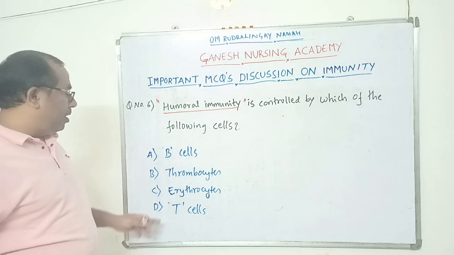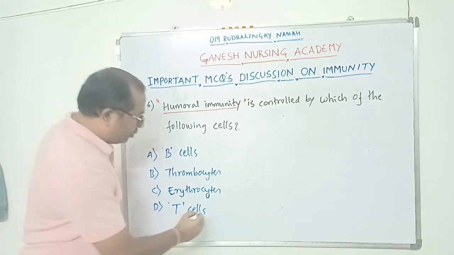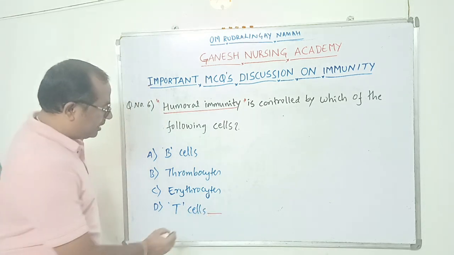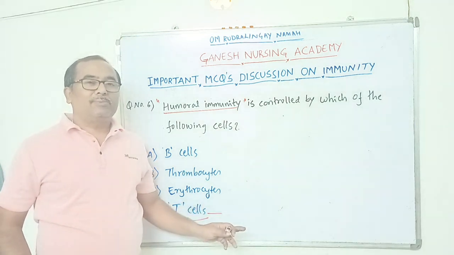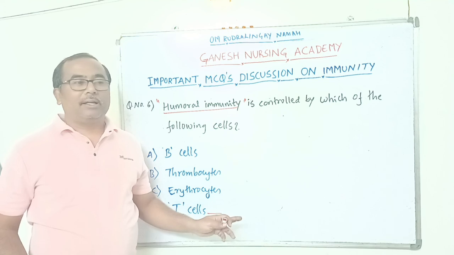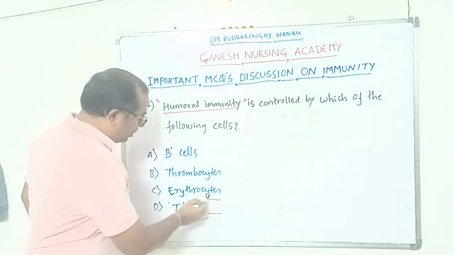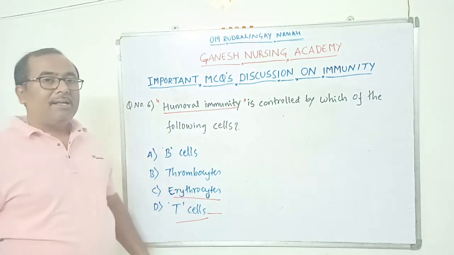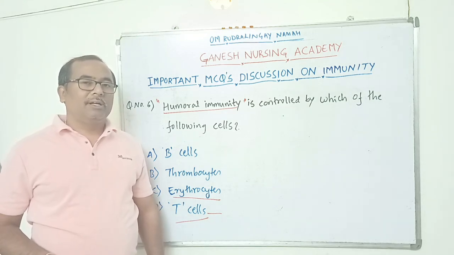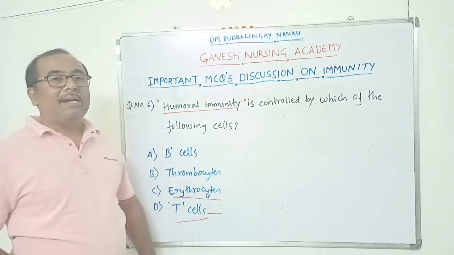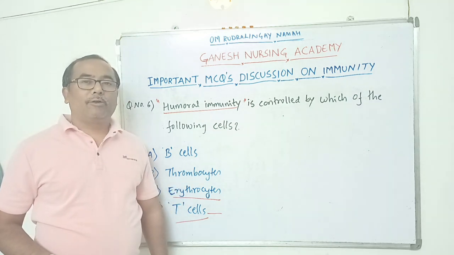We have already seen that T cells are responsible for cell-mediated immunity. Erythrocytes, also known as RBC, are responsible for the transportation of oxygen; they are the oxygen carriers. Thrombocytes are responsible for controlling bleeding. Whenever an injury occurs, to stop excessive blood loss, thrombocytes or platelets aggregate together and control the bleeding.